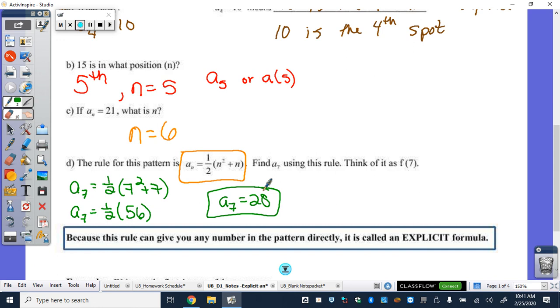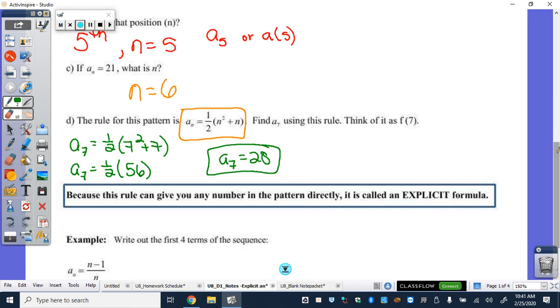So this rule here that we had, our 1/2 times n squared plus n, is what we call an explicit formula. That one is called an explicit formula because you can figure out any term that you want at any given point in time. So I could ask you to find me the 100th term. All you'd have to do is plug in your 100 for your n. You can figure out that term.